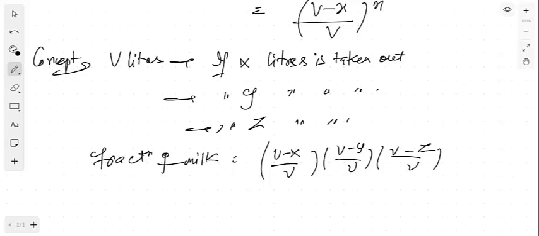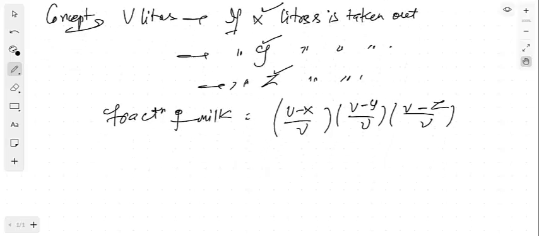In the above case, we are taking out X liters only every time, but in this case, initially we have taken out X liters, then Y liters, and then Z liters. Now let us solve one question on this concept.